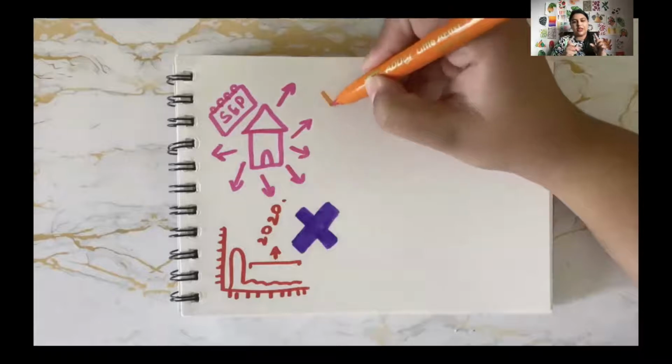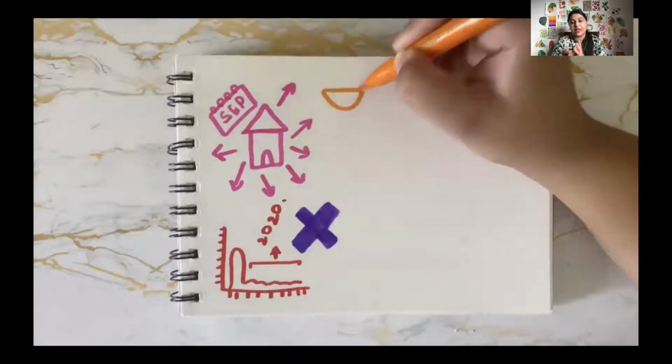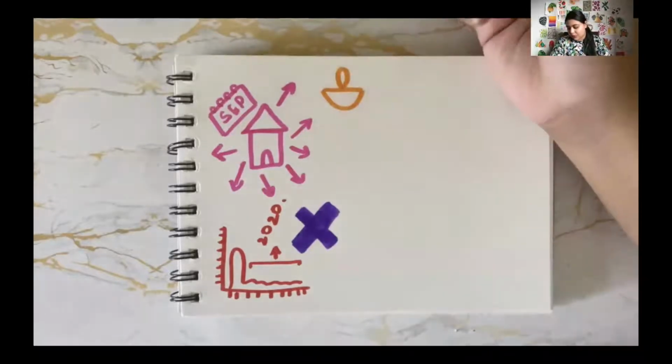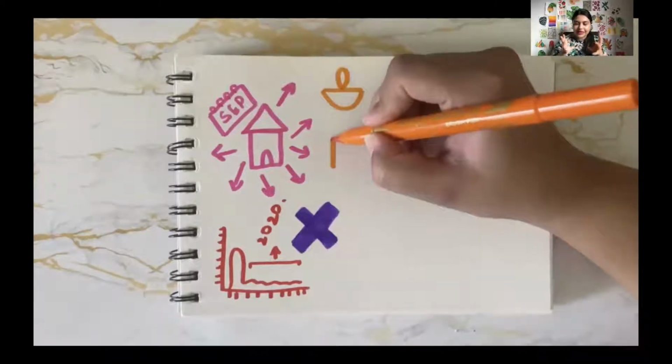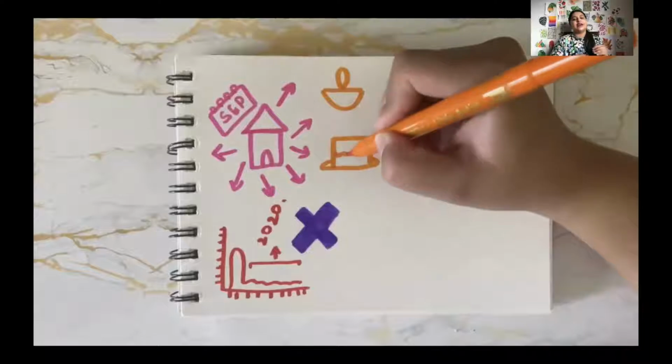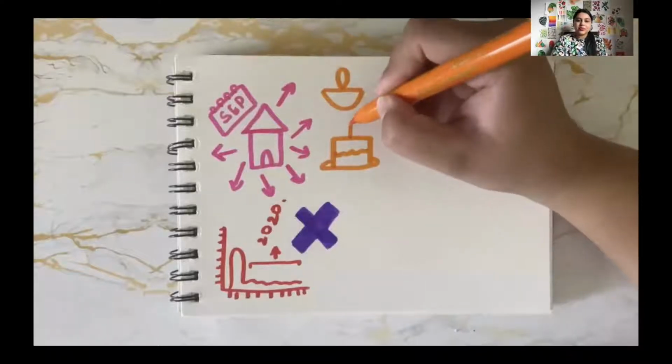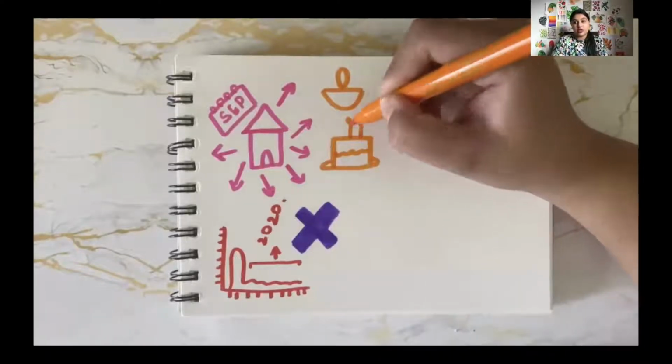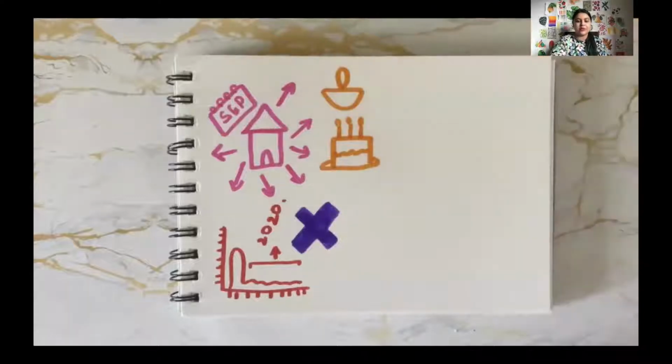Now, one scare that did happen was in the month of November and December. So I'm going to be drawing a diya symbolizing Diwali, and I'm also going to be drawing a cake. This is not a birthday cake, but a cake symbolizing New Year's and Christmas, both of those times. So we had Diwali at the end of November, and we had Christmas on 25th of December, and 31st of December 2020 was New Year.